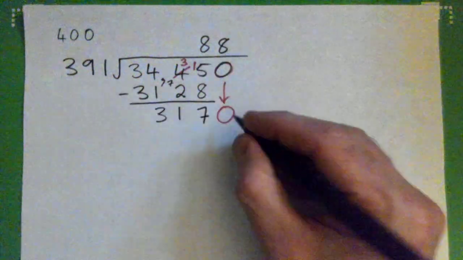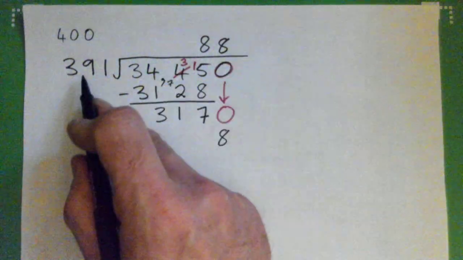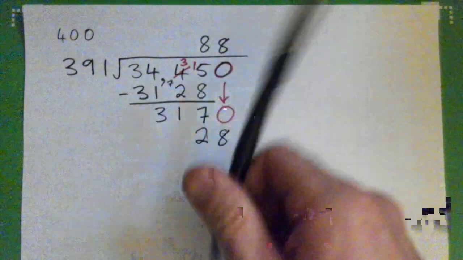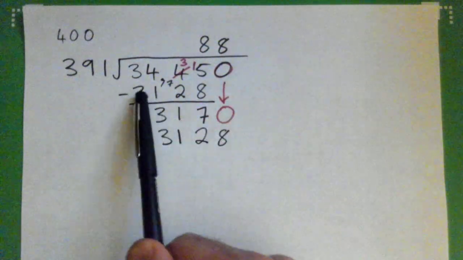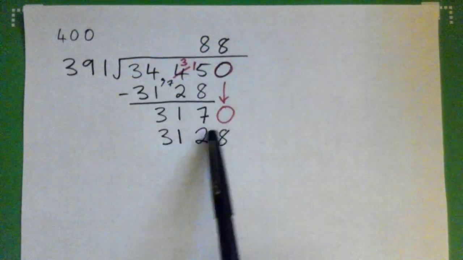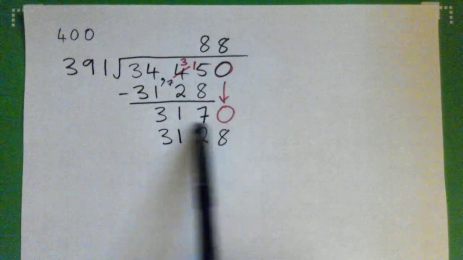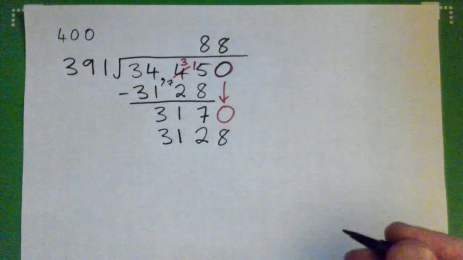8 times 1, 8. 8 times 9, 72. Carry 7. 8 times 3, 24. And 7, 31. It's obviously going to be 3,128 again, which is perfect, because that's just a little bit less than 3,170.